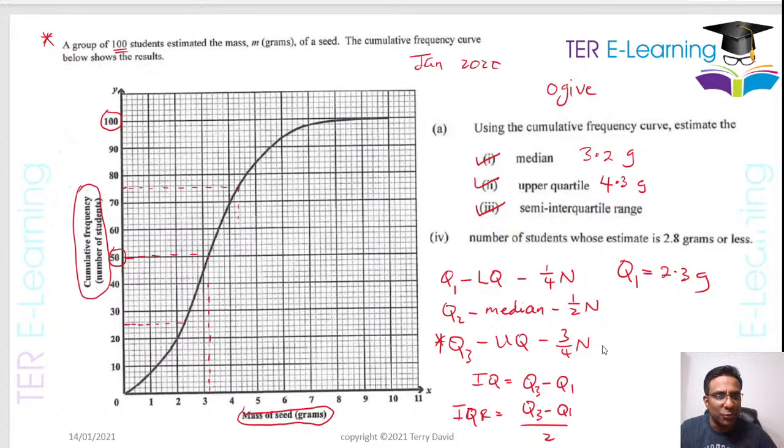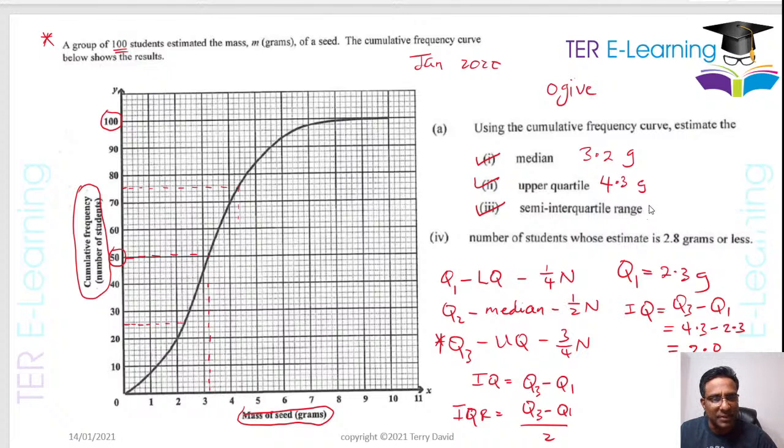Now, what we need to do is find our interquartile range first. So our interquartile range, IQR, is simply equal to Q3 minus Q1, which is, what do we got for the upper quartile? So that's 4.3 minus 2.3, right, and that's going to give me 2.0. So that's my interquartile range.